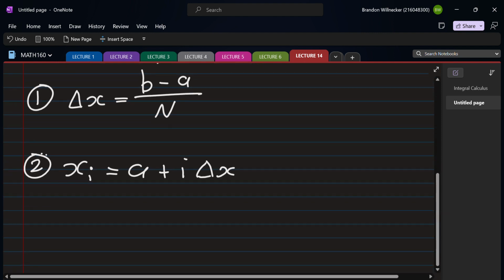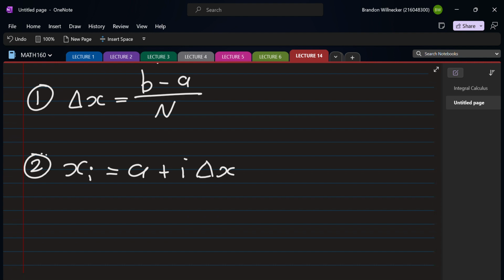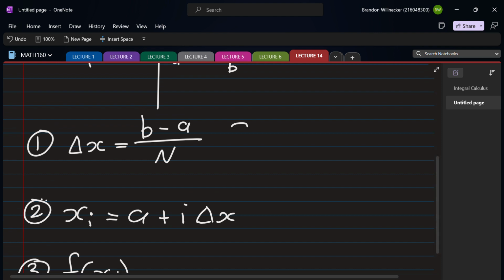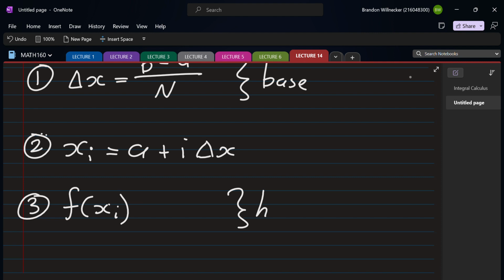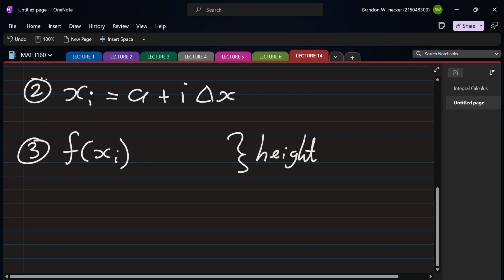Okay, so we've got the x value at the base of the rectangle. Given that x value at the base, we can use that to find the height. That's number 3. The height of the rectangle is going to be f at the base, f of xi. So delta x is the base, and f of xi is the height. That's all the information we need to find this area.